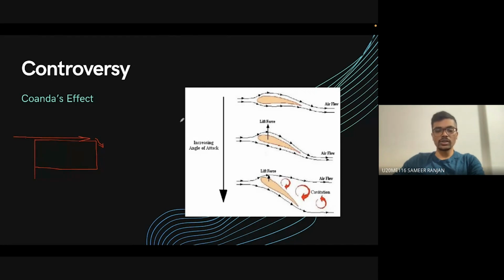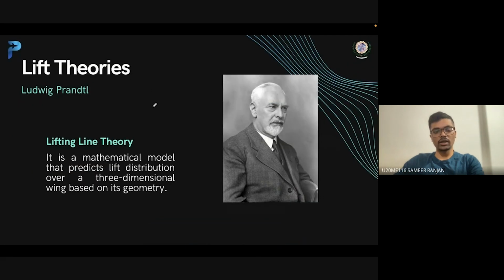Then after all these things, a few researchers like Mr. Lanchester, in the year 1809, came up with a mathematical model. And after 10 years of that, Ludwig Prandtl came up with a somewhat similar mathematical model, the lifting line theory. It is a mathematical model that predicts lift distribution over a three-dimensional wing based on its geometry.